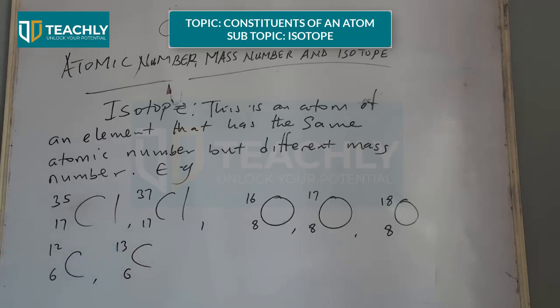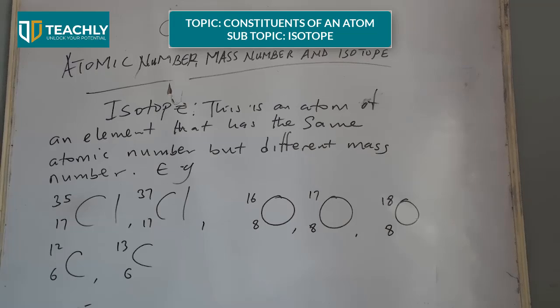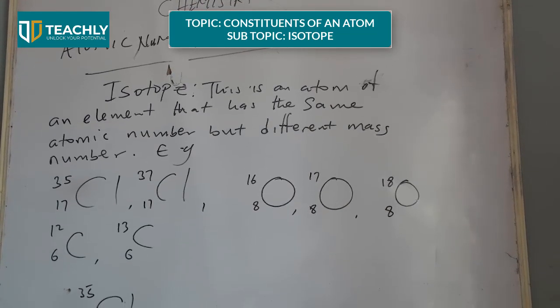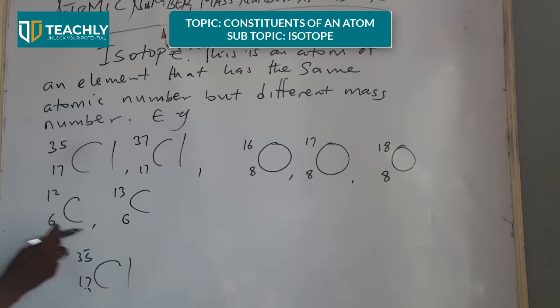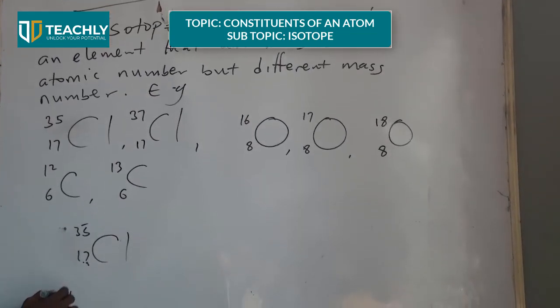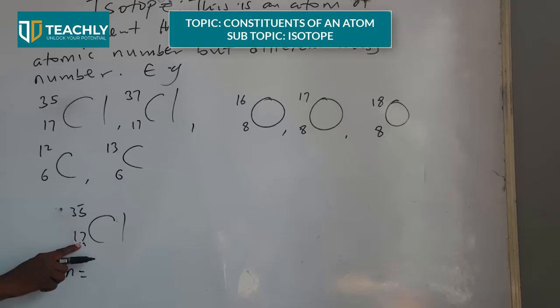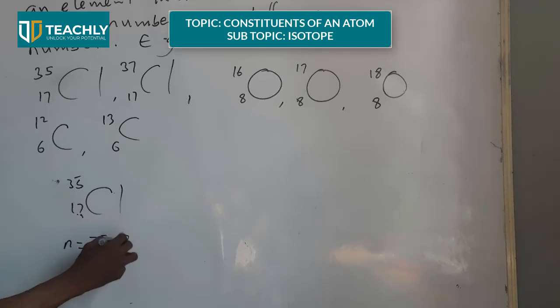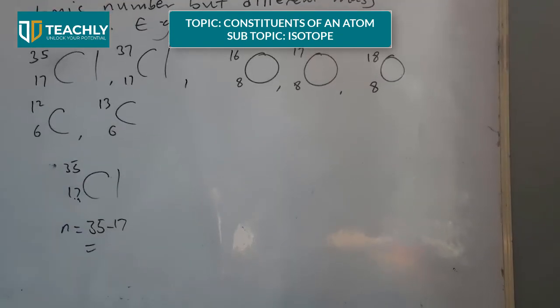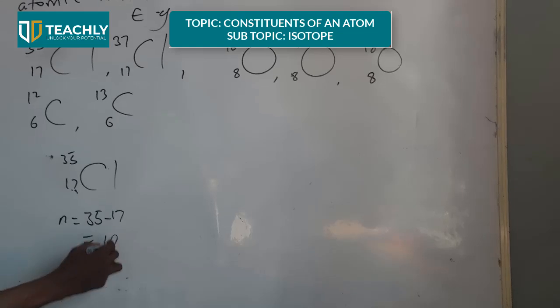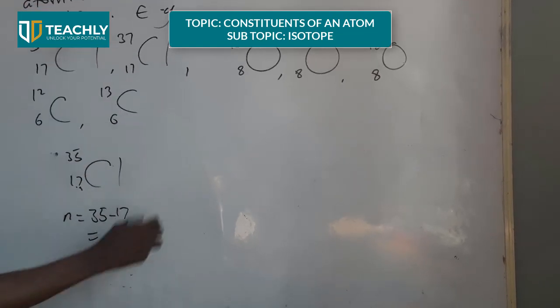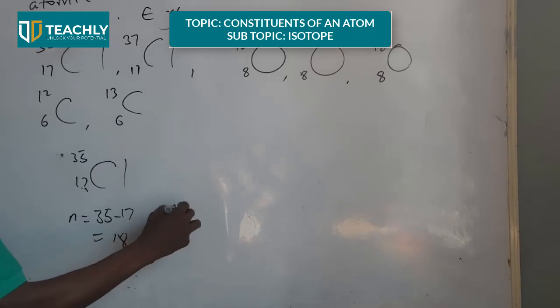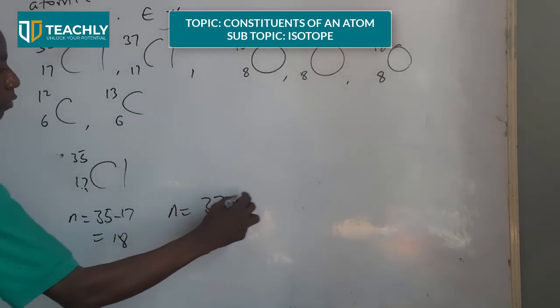So what do you notice about them? Let's look at this chlorine, for example. Chlorine 35, 17. Here you can say the atomic number, the number of protons, is 17. How do you know the number of neutrons? The neutron number will be mass number minus atomic number, that is proton number, that is 35 minus 17. So that means it has a neutron number of 18. If you look at the one of 37, the neutron number there will be 37 minus 17.